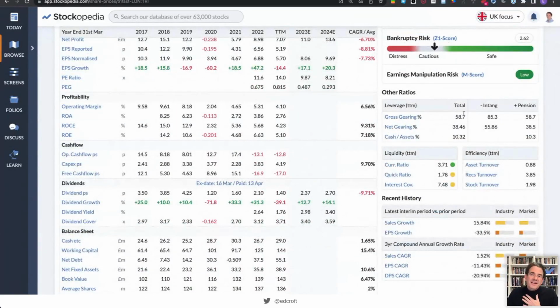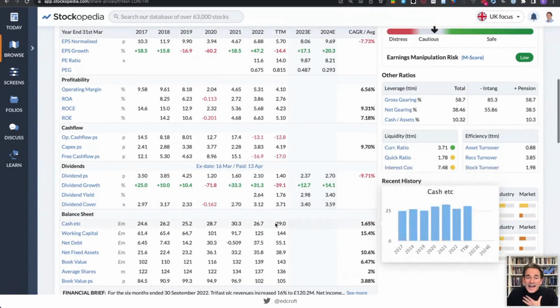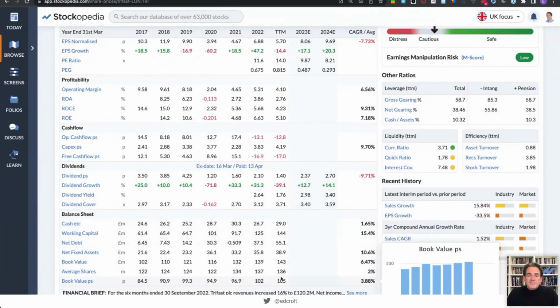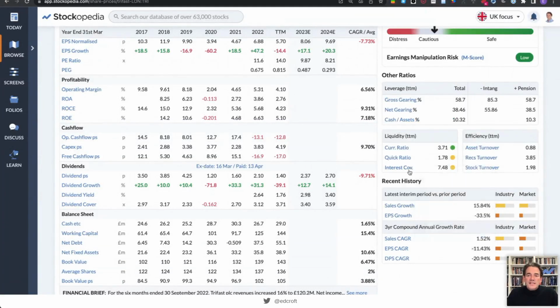Okay, so gearing, I prefer lower than 50%, but 58% is absolutely fine. And the net gearing is lower. That means they've got some cash on the balance sheet, and so it's all very nice and manageable. Let's have a look at average shares. There's only been 2% dilution a year. That's perfectly comfortable. You should be very comfortable with that as an investor. And they've got good interest cover here.